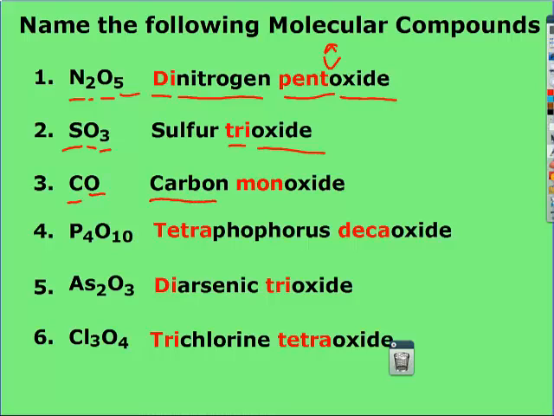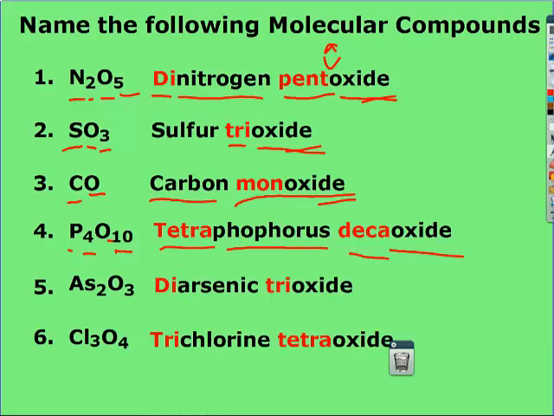Next one, I have oxygen, but there is only one. So that one I put mono in the front. So monoxide. M-O-N-O-X-I-D-E. Remember, we're still changing the endings of all of our words. Next one here, I have 4. 4 is tetra. P, which is phosphorus, so tetraphosphorus. Then 10, deca. And then O, which is oxide, decaoxide.